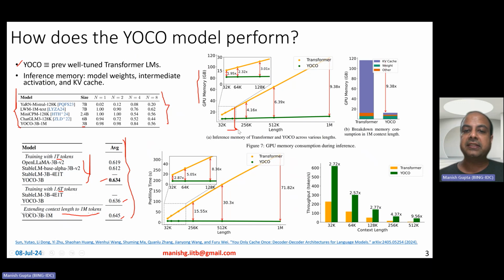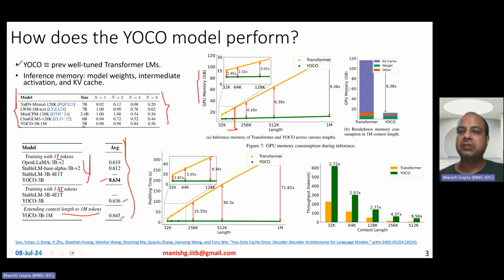Okay. So as you see, as the input sequence length increases, the GPU memory usage increases crazily for a transformer, right? But for YOCO, it increases in a very minor way, right? So basically, the increase is not much.